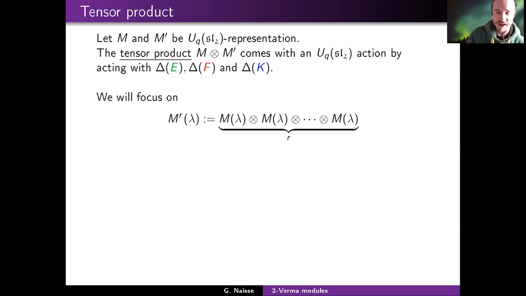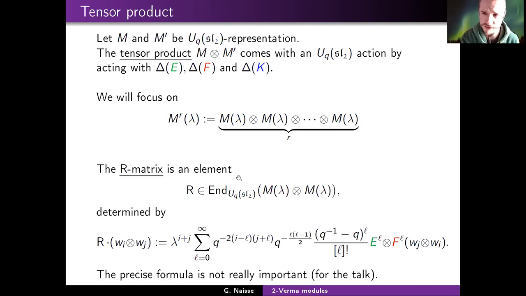Okay. And again, as I already mentioned in the first part, the category of representations of quantum SL2 comes with a braiding. And this braiding comes from the so-called R matrix. The R matrix is actually an element that lives in some completion of the quantum group because it's like an infinite sum. But for the sake of this talk, I will just think of the R matrix as an element in the space of intertwiners between the tensor product of two copies of my Verma module. And this R matrix, you can actually define explicitly using this formula here.